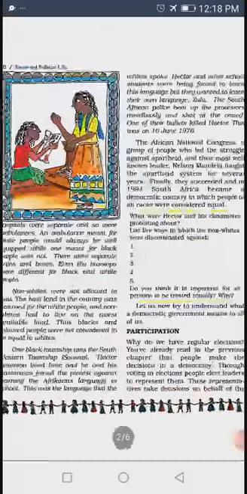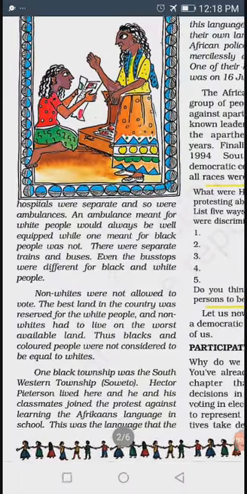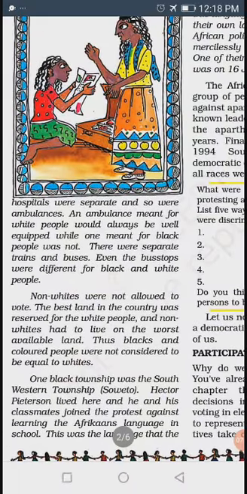Then Maya could not believe that such a worst type of law was in Africa, and her mother tells her that this Hector Peterson was living in South Africa and was studying in a school. But what happened? See, one black township was the southwestern township where all the black people were living. In South Africa there was a township, a black township, and only black people lived in it, named Soweto, and in that Soweto this Hector Peterson lived.